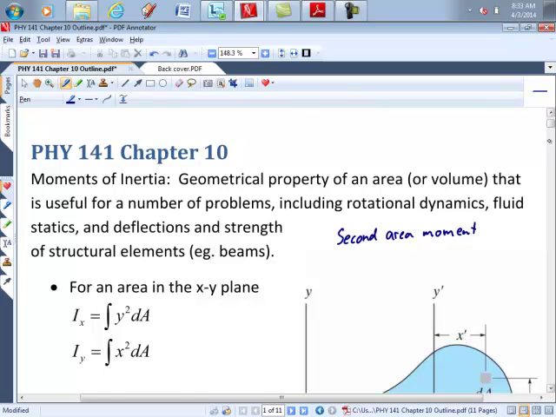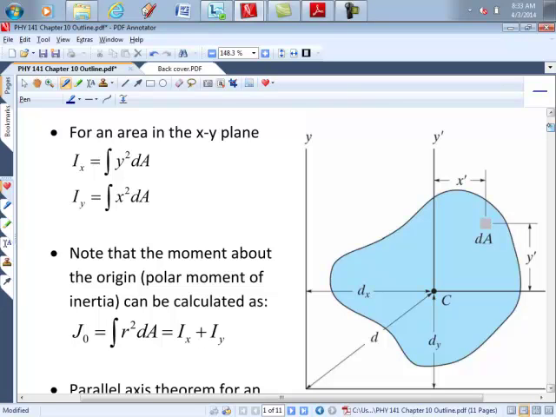So if we're looking at an area, and I've got a picture here of an arbitrary area, we're looking for the moment of inertia about the x-axis, then that would be the distance from the x-axis, which is actually going to be y, times dA. So if here's our little dA here, our moment of inertia about the x-axis is going to use this distance y times dA. Sorry, y squared times dA, because it's the second area moment.